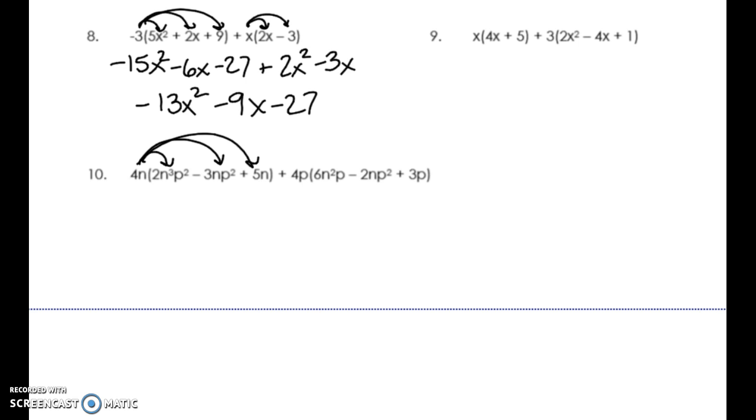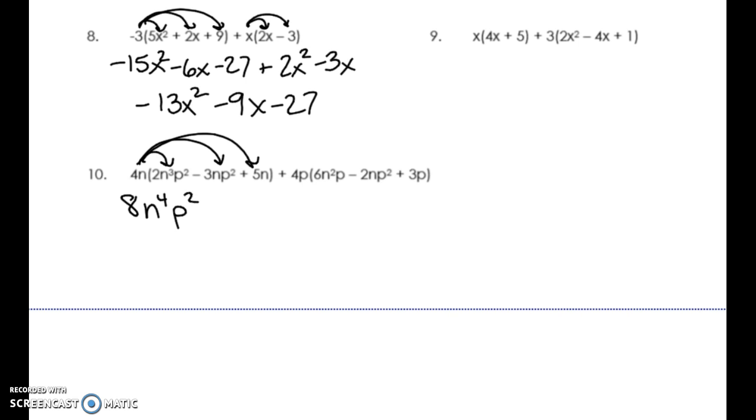Almost. So first I do my coefficients. 4 times 2 gives us 8. And then I multiply together the like variables. So I have n times n to the third. What does that give us? n to the fourth. And then p to the second. There's nothing to multiply that p by, so I leave it as p squared.